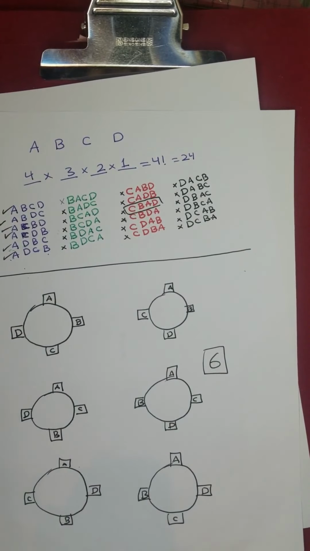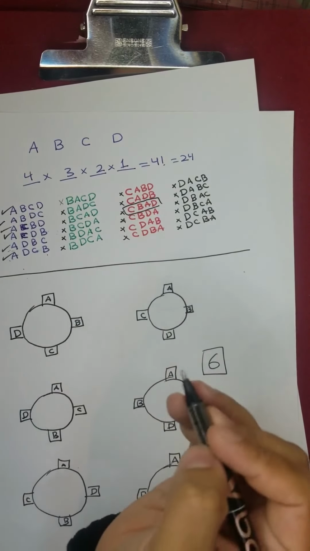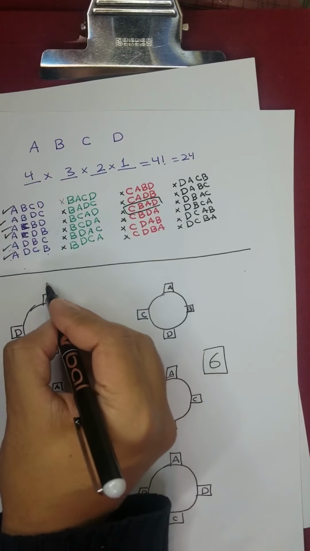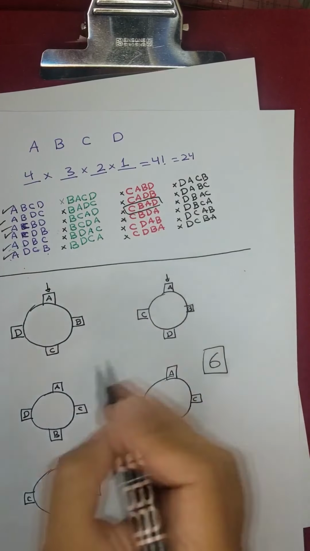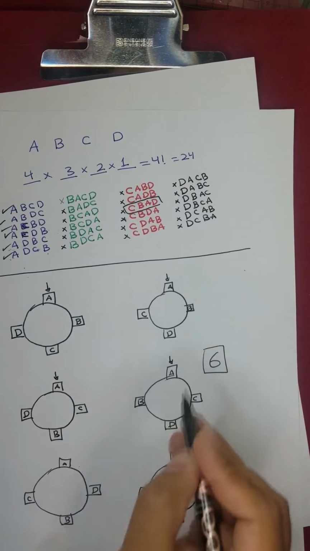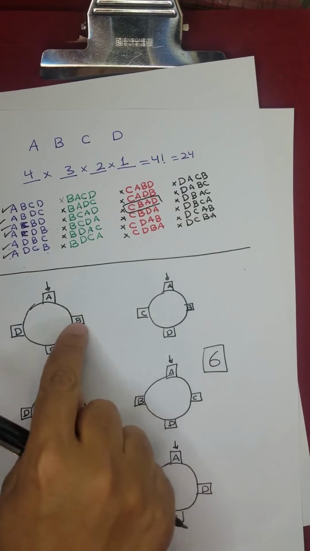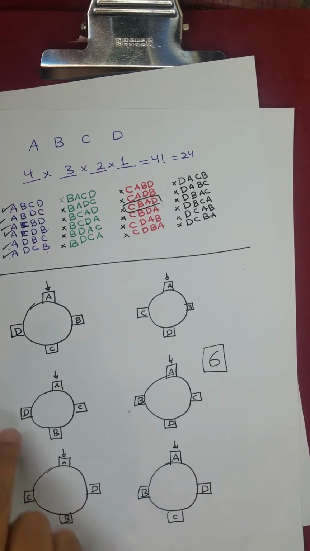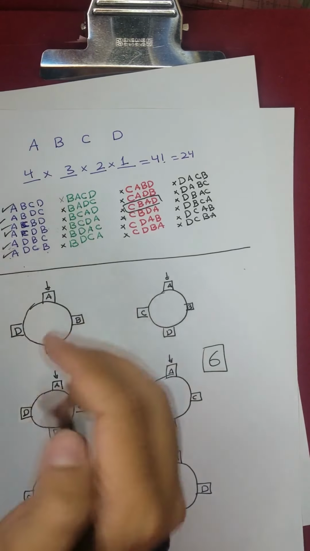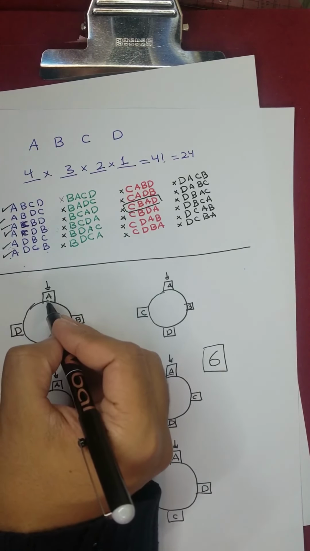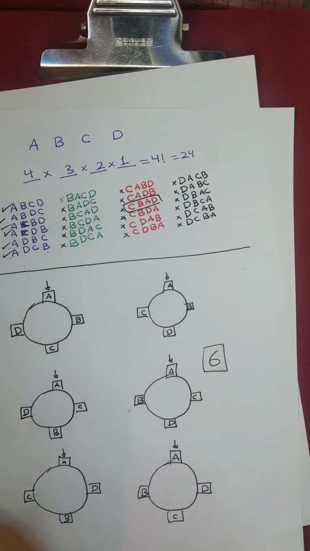Why 6? Because we need to make a beginning for the circle. If you put A here at the beginning, if you fix the place of A, then you have 6 different possibilities to change B and C and D. If you put B here instead of A and start changing, you're not going to have unique answers.